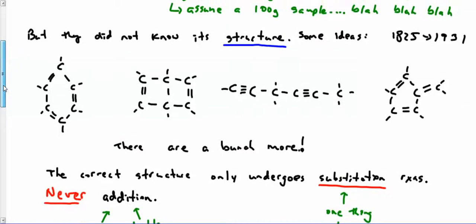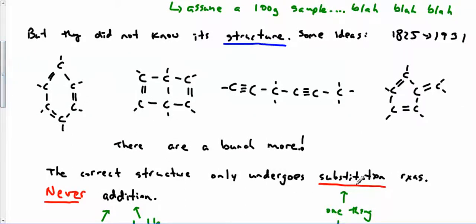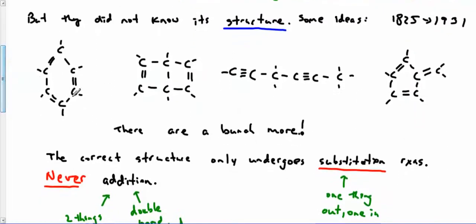Now, the correct structure will only undergo a substitution reaction. Organic chemists don't really like to use the names of reaction types that you learned in grade 9, 10 or 11. They use some different terms for them. One of the terms they use is substitution reaction. In a substitution reaction, something goes out and something goes in.